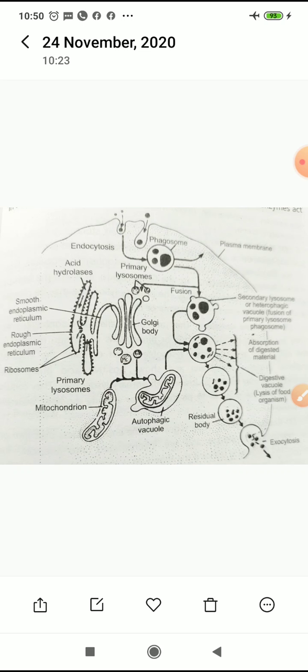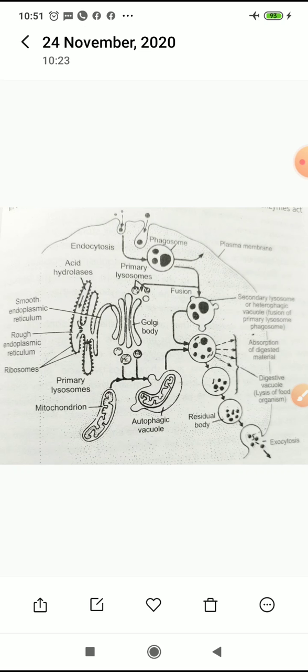Lysosomes are there in animal as well as plant cells and also in protozoa. But in bacterial cells, there is no lysosome. Under the electron microscope, it is difficult to identify the lysosome because they have no characteristic shape or structure.